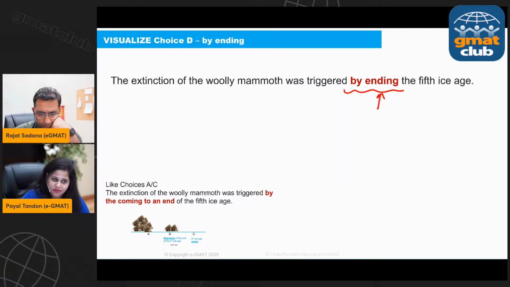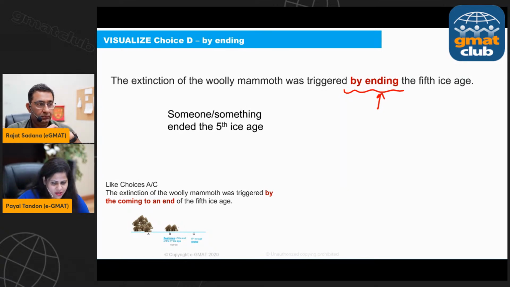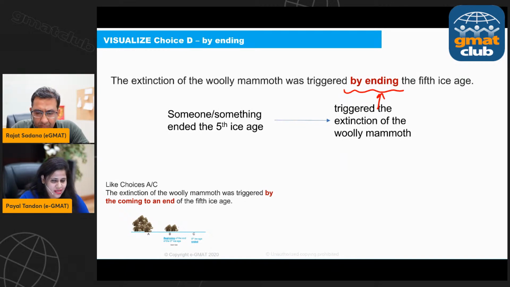When you're doing that strategic review of the solution, think about what 'by ending the fifth ice age' means. What it means is that the extinction was triggered because someone or something ended that fifth ice age, and that is what triggered the extinction. That is not what the author wanted to say. The author wanted to communicate the transition that had started to happen when the extinction happened, right? The author did not want to communicate that somebody is doing the action of ending the fifth ice age. Now again, the analysis that I'm asking you to do here is the analysis that you do when you are reviewing your solutions, when you are in practice mode.